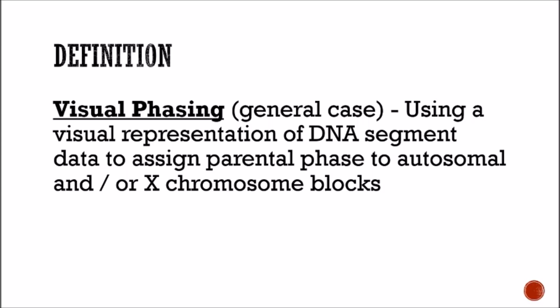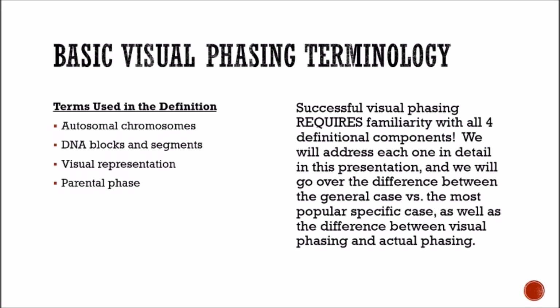So let's break that down a little bit. Basic visual phasing terminology. There are 4 terms really used in the definition, or 4 main concepts. Autosomal chromosomes, what are they? DNA blocks and segments, visual representation, and parental phase. What does it mean to assign parental phase?